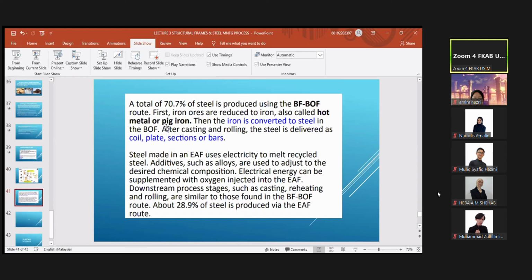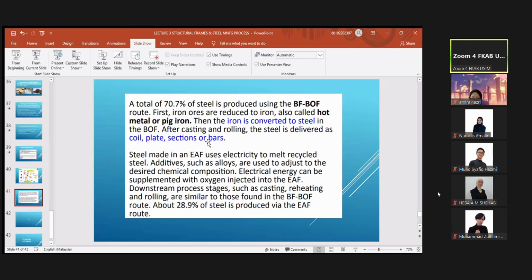Approximately 70.57% of steel is produced using the oxygen furnace. In the basic oxygen furnace, the iron ore is first reduced to iron, also called hot metal or pig iron. So pig iron is the product of the iron ore. Then the iron is converted to steel in the BOF, after casting and rolling. The steel is delivered in terms of sections, coils and bars.